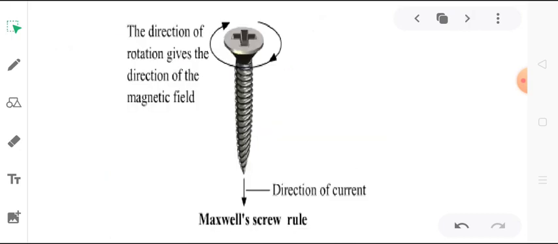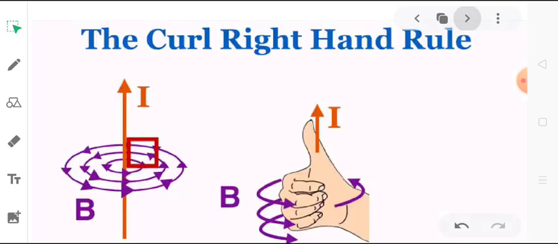The next rule is Maxwell's screw rule, or sometimes it is also called the corkscrew rule. The direction of current and the direction of magnetic field is very clearly marked in the picture. So if the direction of current is along the direction in which the screw is inserted, then the direction of rotation gives the direction of the magnetic field. But primarily you will be coming across this rule in your textbooks, the right hand thumb rule, Maxwell's right hand thumb rule.